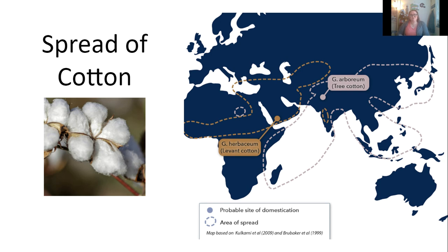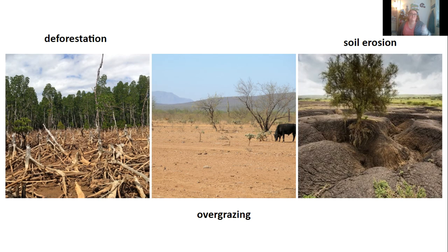You also see cotton being used more and more. There are two strains of cotton, one originating in India in Central Asia, and then one in Saudi Arabia, the Arabian Peninsula. Both of these types of cotton would spread rapidly. One strain spread all over Asia and one strain all over the Middle East and into Africa. Again, changing the landscape.